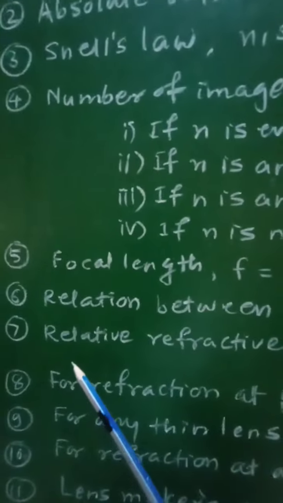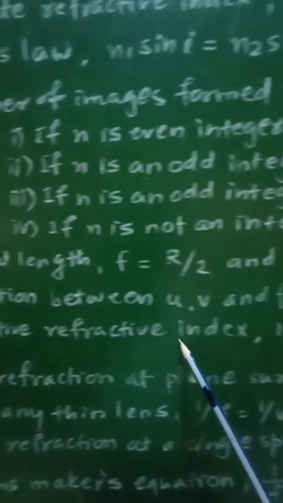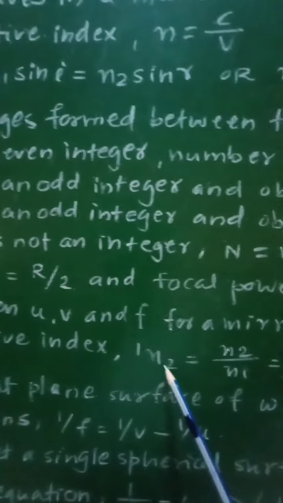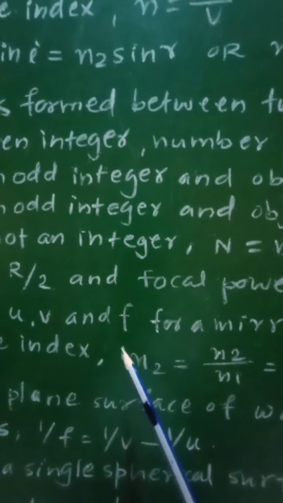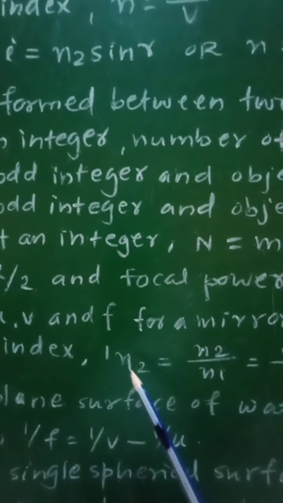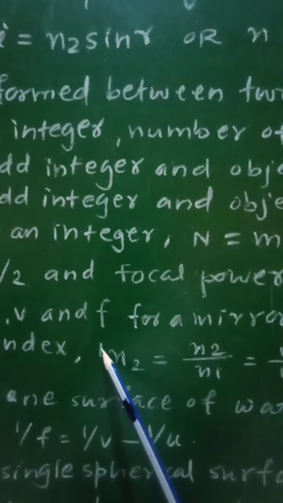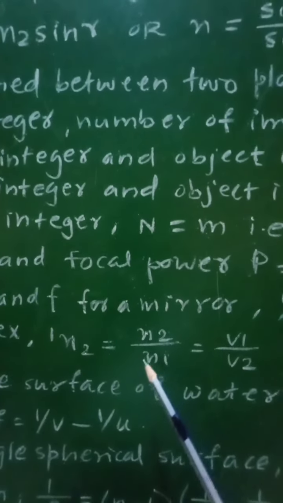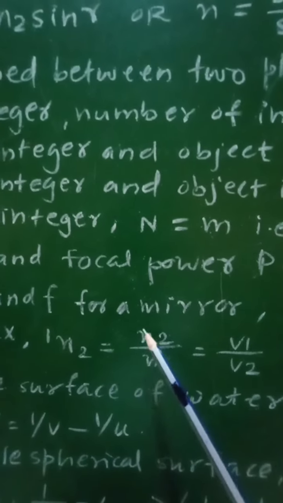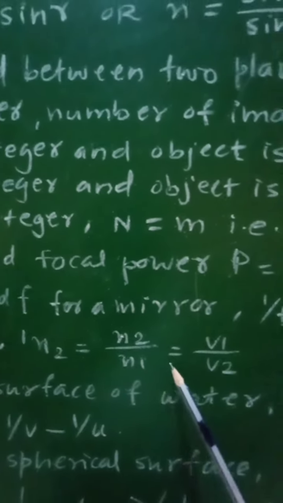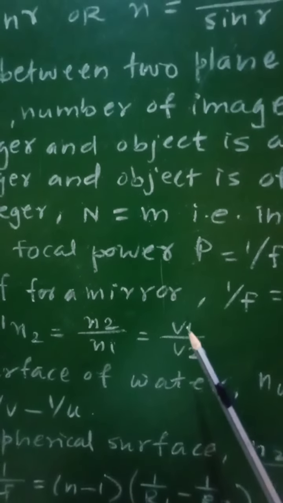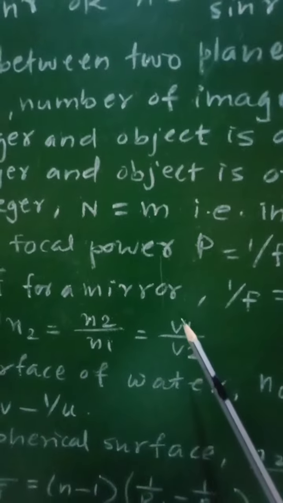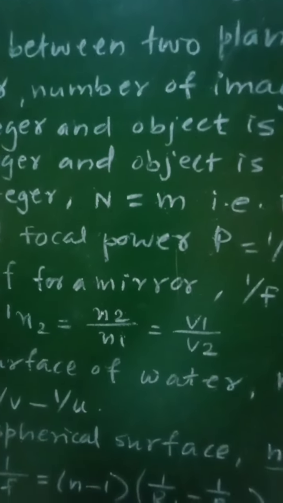Then the seventh formula gives the relative refractive index of any medium, that is refractive index of second medium with respect to first medium. It is equal to the ratio of refractive index of second medium to the refractive index of first medium, that is n2 by n1, which is equal to velocity of light in first medium divided by velocity of light in second medium, that is v1 by v2.